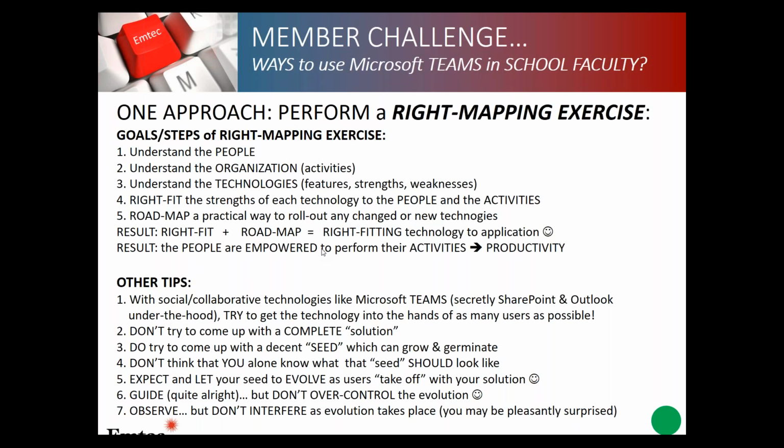Some other tips on how to approach this kind of a problem are, with social and collaborative technologies like Microsoft Teams, which is secretly SharePoint and Outlook under the hood, try to get the technology into the hands of as many users as possible. Chances are this kind of technology will evolve on its own, but it's only going to evolve on its own if you get it into as many people's hands as possible, so that this critical mass starts to form, and then the evolution occurs, and the things that aren't useful get dropped naturally. You're constantly mutating and changing and seeing how your organization might decide they want to use it. As long as they're productive, what do you care?